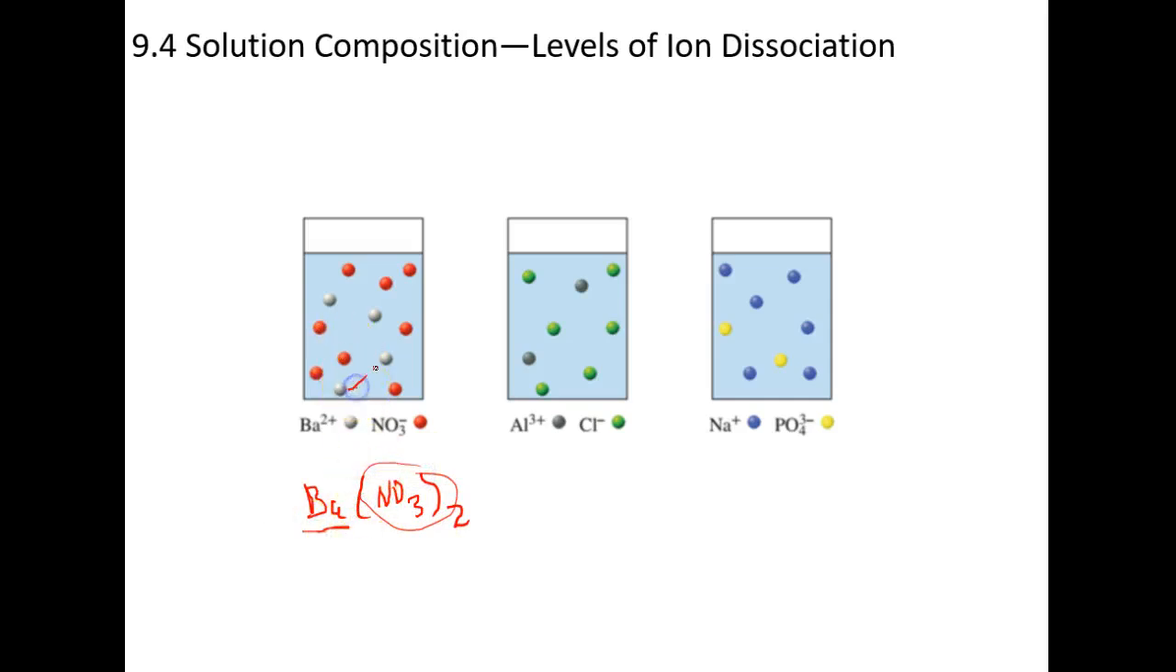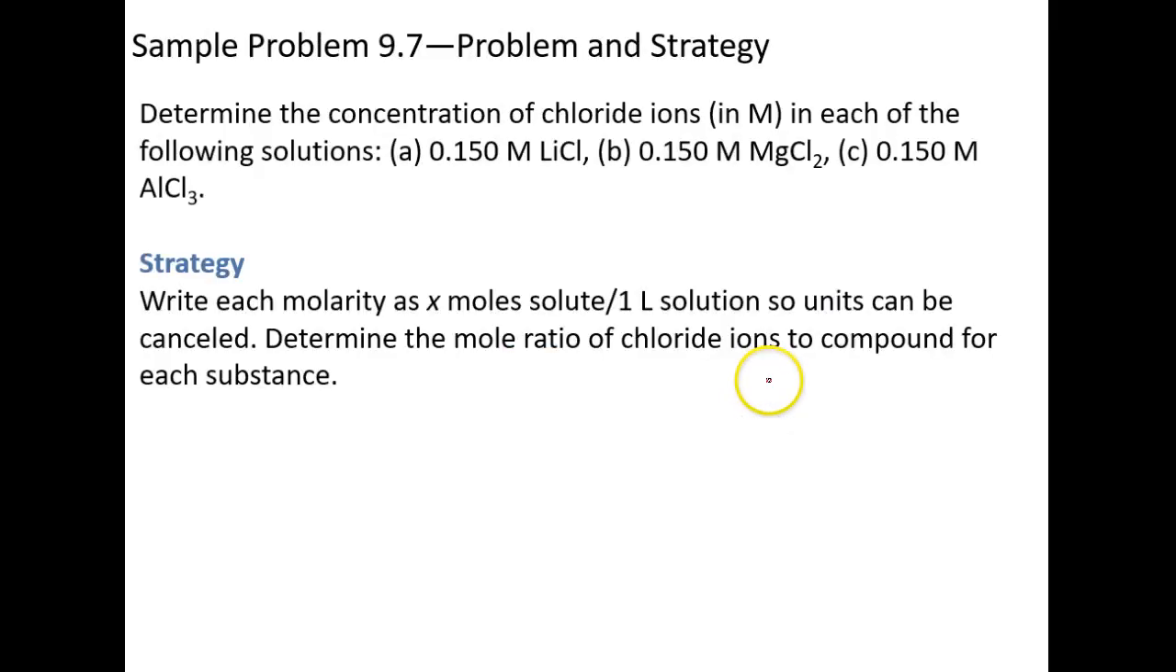Notice you have 4 barium ions, but you should have 8 nitrate ions: 1, 2, 3, 4, 5, 6, 7, 8. Here it's a 3 to 1: 3 chlorides for every 1 aluminum. So you have 2 aluminums, therefore you should have 6 chlorines. And then sodium phosphate, you should have 3 sodiums for 1 phosphate. That's what they're talking about, the levels of dissociation.